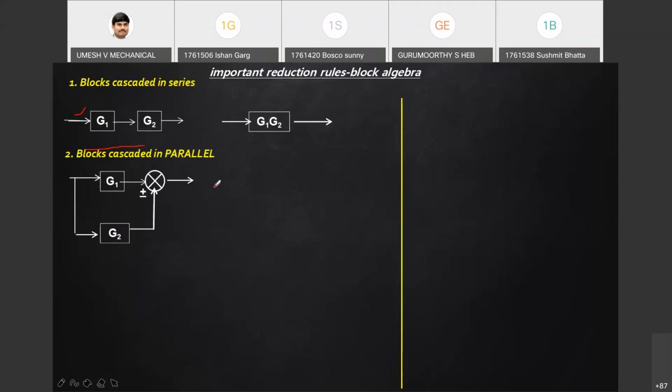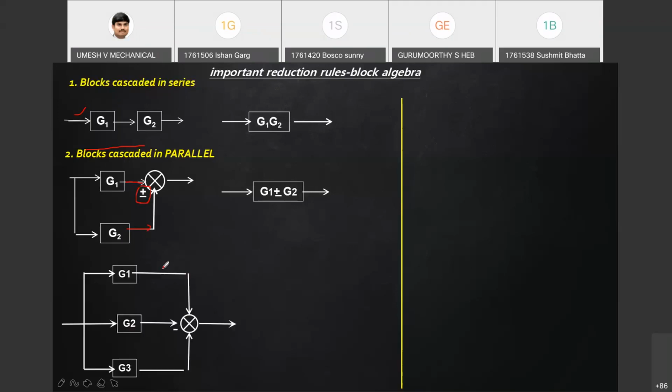If they are in parallel like this, you see the direction: this one block is in this direction, and this is another block in the same direction, coming and meeting here. So these two are in parallel. They are not in series. Then you have to add or subtract, depending upon the sign here. Plus means plus, minus means minus. You have to add two blocks or three blocks like this. In this case, there are three blocks, all moving in the same direction.